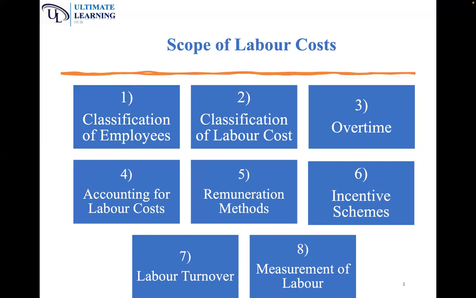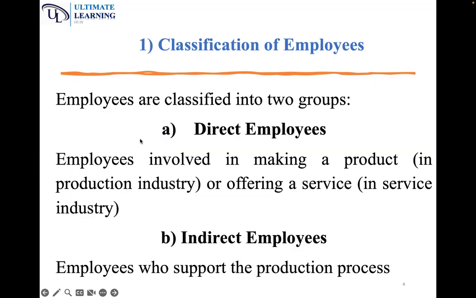How do we measure labor? There are 3 ratios that we will use to measure labor. Production volume ratio, also known as activity ratio, there is efficiency ratio, and there is capacity utilization ratio. So those are the 8 areas, 8 subtopics we will cover under chapter 5 on labor. So let's start with the first one, classification of employees.